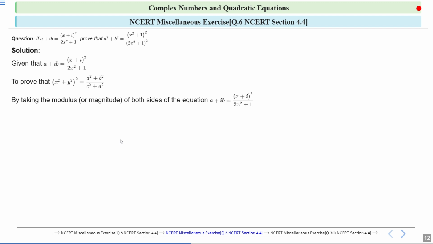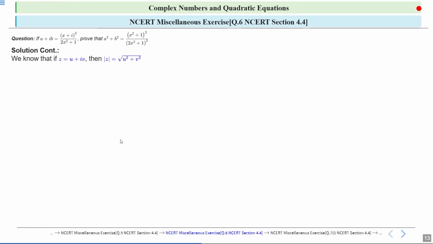So by taking the modulus of both sides of the equation, we get a plus iota b equals (x plus iota) whole square divided by 2x square plus 1. So this gives us the equation: modulus value of a plus iota b equals modulus value of (x plus iota) whole square divided by 2x square plus 1.